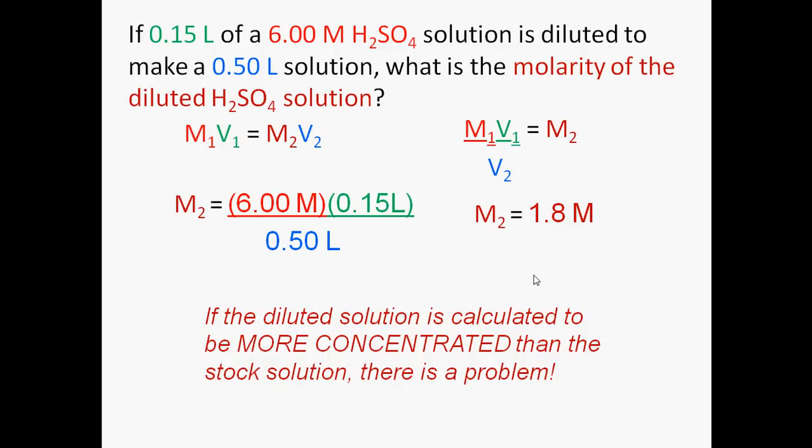Okay. Now we know that this makes sense because this is less concentrated than the solution that I started with. We started at 6 molar and now we're down to 1.8 molar. This makes sense because we're diluting it, we're adding more water, we're decreasing the concentration of the solute. If you ever solve a problem like this and you end up with a higher molarity for your dilute solution than you did to begin with, then you have made a mistake and you need to go back and fix it.